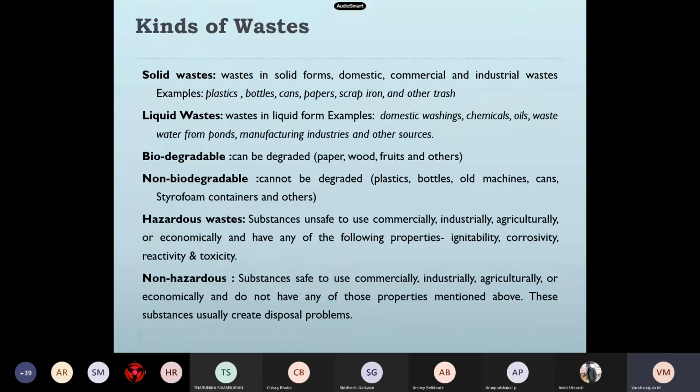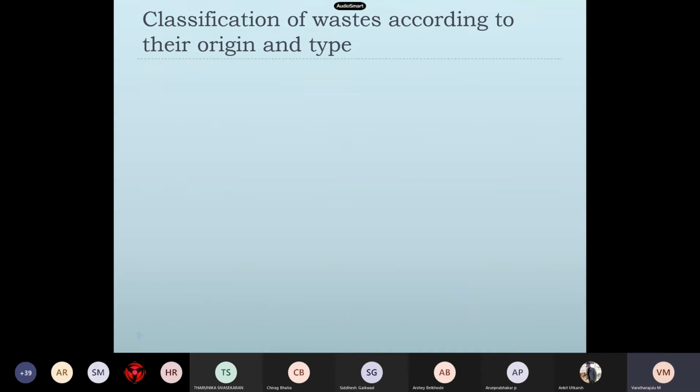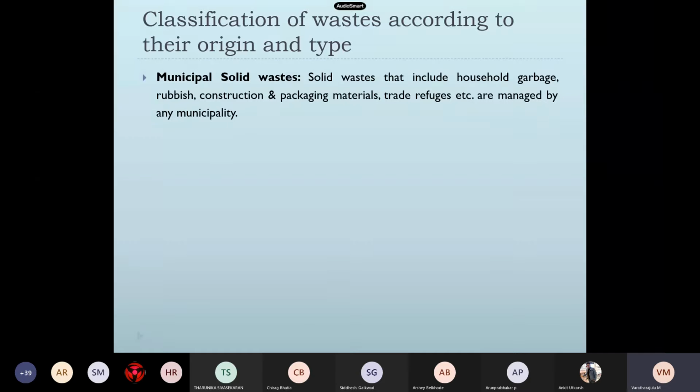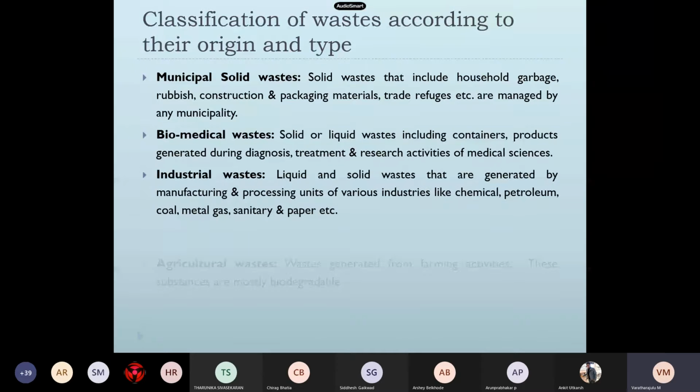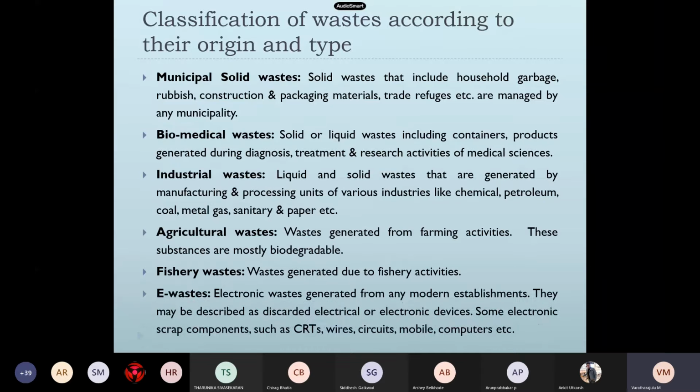The classification of waste according to their origin and type: municipal solid waste, biomedical, industrial waste, agricultural and fishery waste, and e-wastes. Concerning municipal solid waste, the solid waste that includes household garbage, rubbish, constructions, packaging material, trade refuse, etc., are managed by the municipality. Usually, these wastes are handled by the municipality, so it is classified as municipal solid waste.